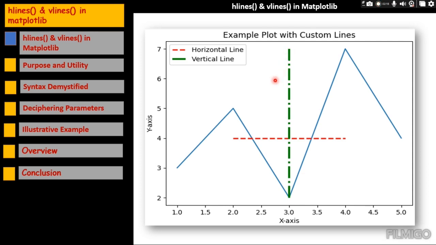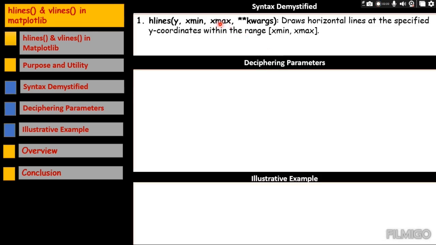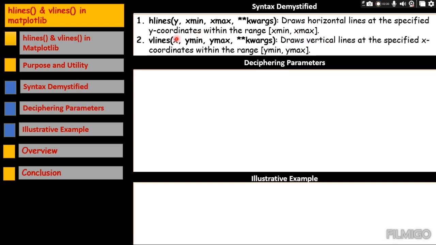This is the syntax for the hlines function. hlines(y, xmin, xmax, **kwargs) draws horizontal lines at the specified y-coordinates within the range xmin, xmax. This is the syntax of vlines in matplotlib. vlines(x, ymin, ymax, **kwargs) draws vertical lines at the specified x-coordinates within the range ymin, ymax.